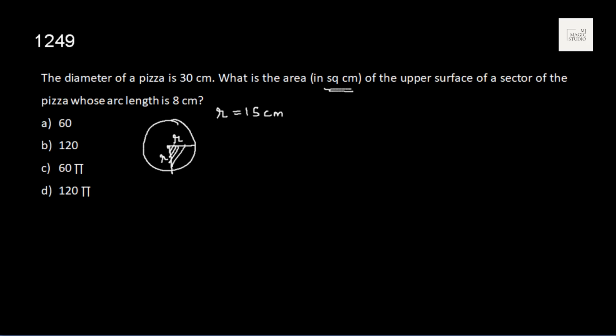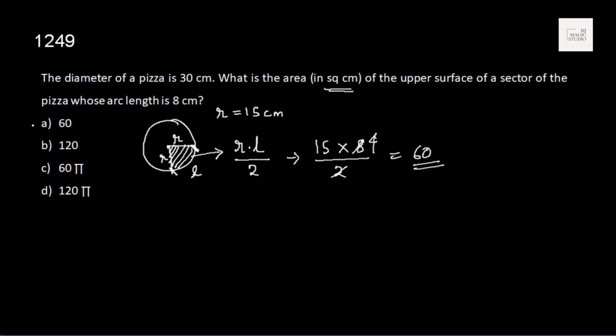Suppose we are looking out for this area, the arc length is L. Then the area of this shaded portion where the arc length is L and radius is R is given by R into L by 2. That is area of the sector with help of arc length and radius. So in our case, R is 15 and L is 8. 15 into 8 by 2 is 60. 60 square centimeter. Option A is the answer.